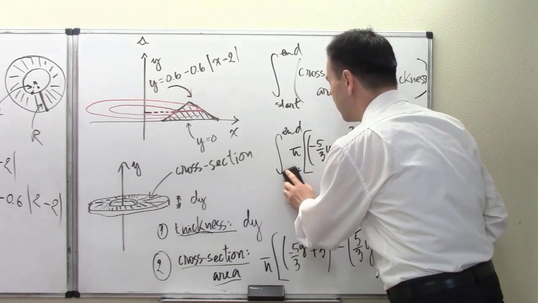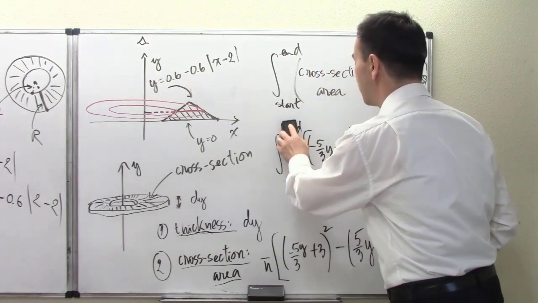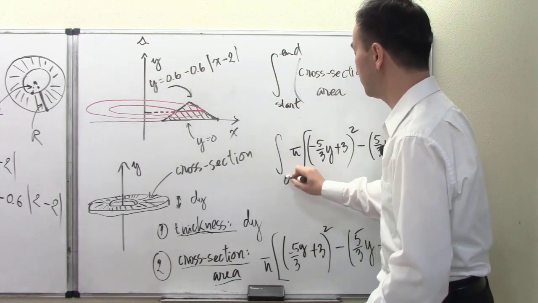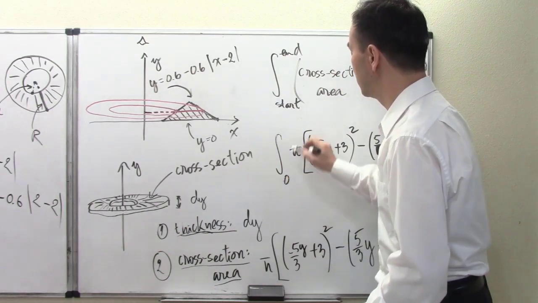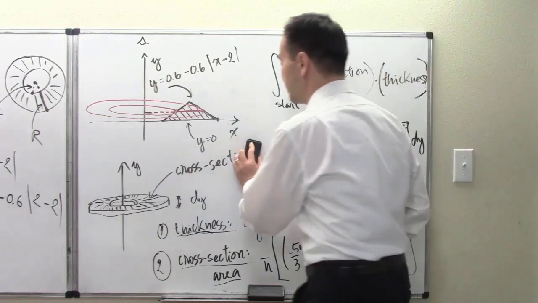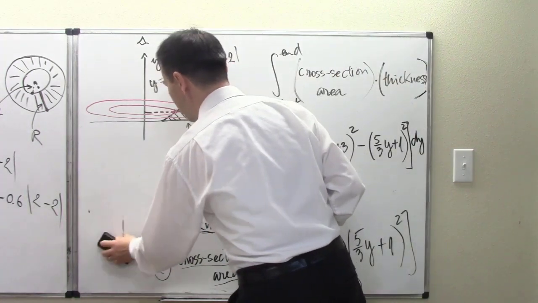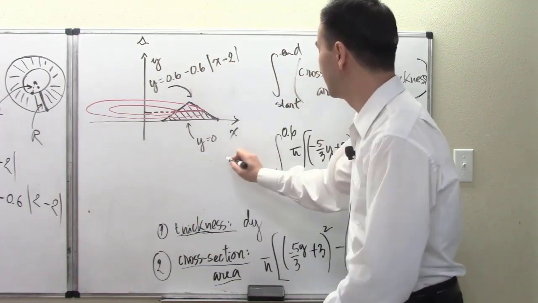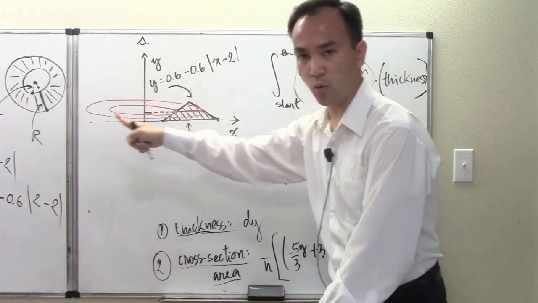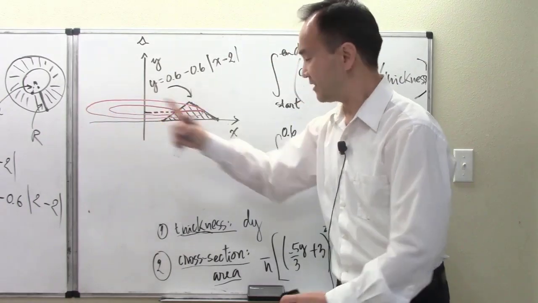It goes from the start of the accumulation, from 0, from the bottom, to 0.6. Okay, and that completes, ladies and gentlemen, our integral setup to calculate the volume of this solid once we're rotating that region around the y-axis.